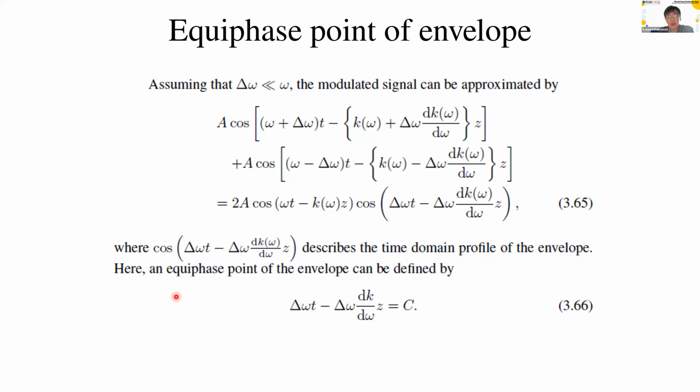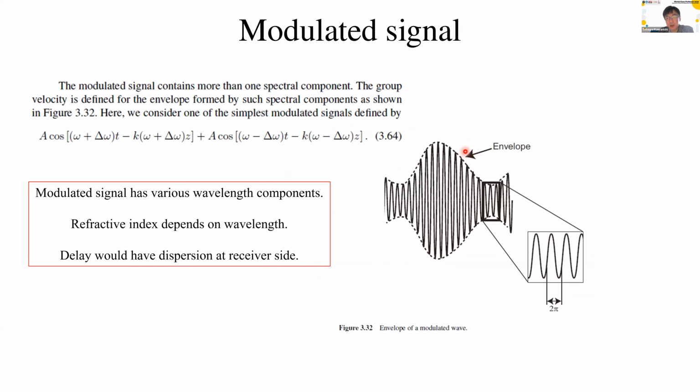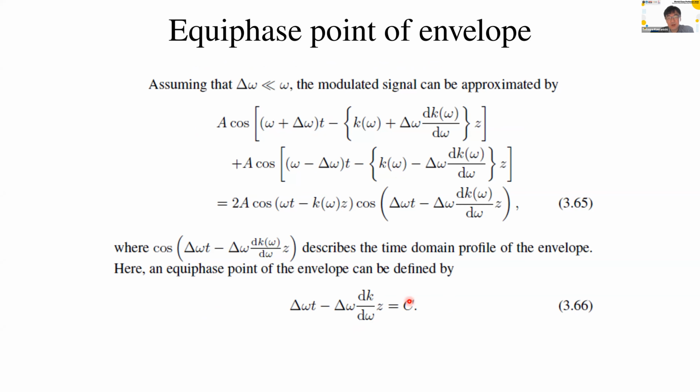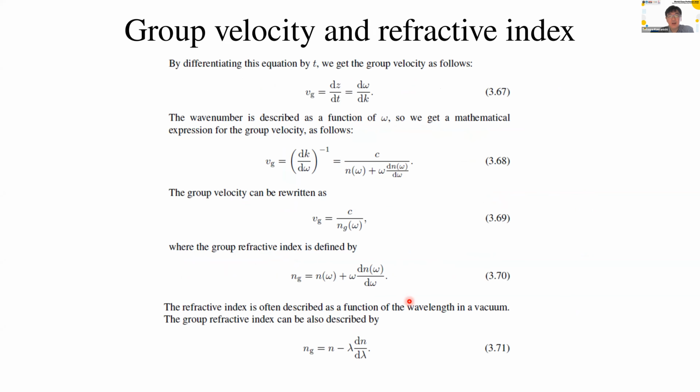So here we can define the equiphase point of the envelope. That means it should be stationary. If we can define this, we can focus on some particular point on an envelope, for example, here. And by differentiating this equation, we can get a simple equation.